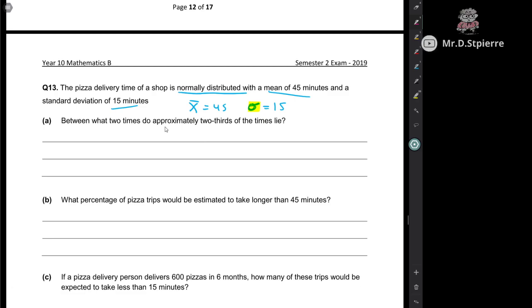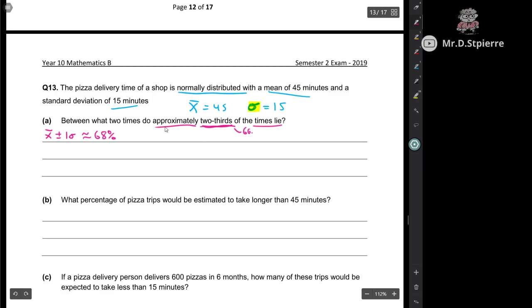Between what two times do approximately 2/3 of times lie? So the key bit here is the word approximately 2/3, and this question is looking at knowing the distribution spreads or probability spreads within a normal distribution. We know that the mean plus or minus 1 standard deviation is approximately equal to 68% of the sample or the population.